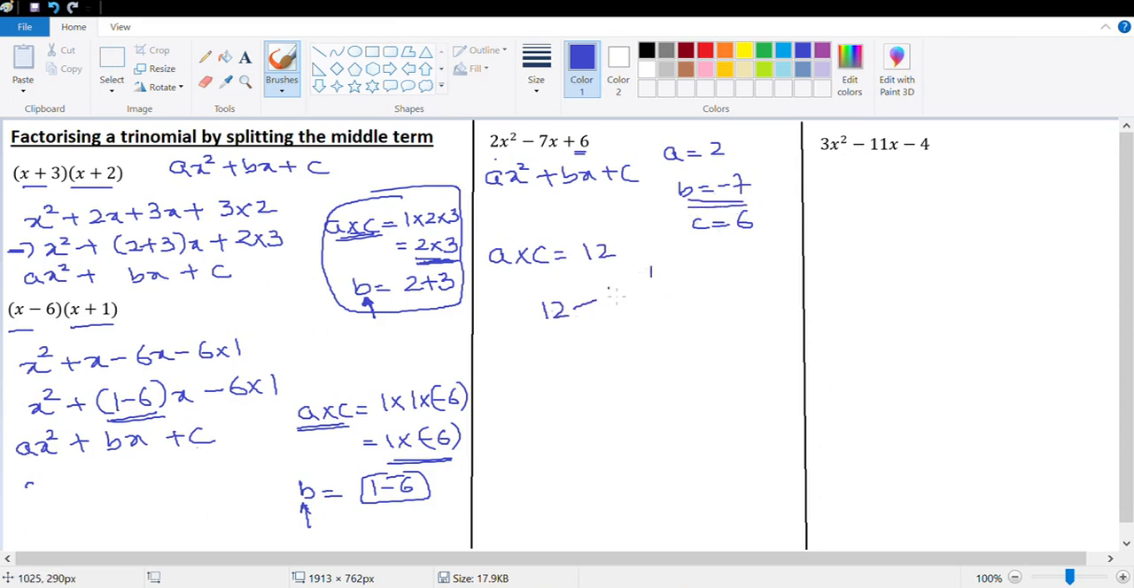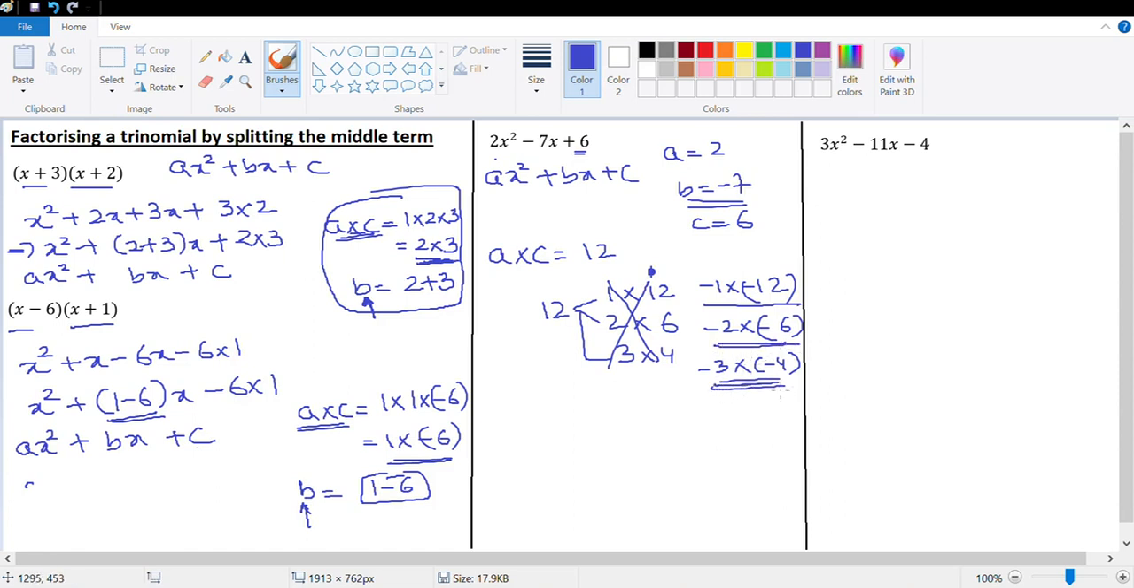So 12 can be 1 into 12, 2 into 6, 3 into 4, and then it will become negative 4 into negative 3. Now, negative 1 into negative 12 will also give me 12. Negative 2 into negative 6 will also give me 12. And negative 3 into negative 4 will also give me 12. So the sum of which should be negative 7. Obviously, the first three are out because their sums would be positive. Negative 1 plus negative 12 will give me negative 13. This will give me negative 8. This will give me negative 7. So these are the two factors that I'm looking at.